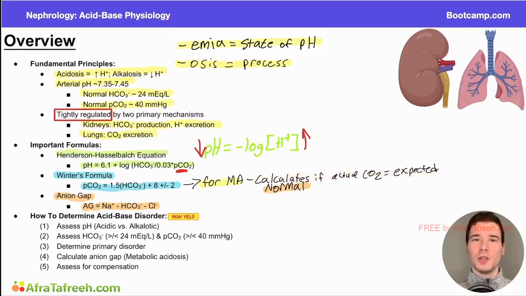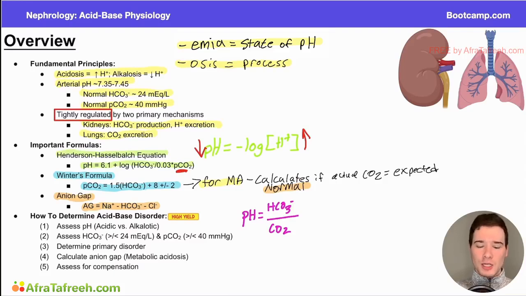So the first thing I want you to do when starting out with these questions is to set up your formula, which is your pH equals your bicarb over your CO2. And remember, the system matters here so that we're consistent every time when we approach these questions. So the first thing I want you to do is to assess the pH. Is this an acidic state or an alkalotic state? The approximate range is 7.35 to 7.45. So if it's above 7.45, it's alkalotic, and if it's below 7.35, it's acidic. That's the first step. Okay, you're done.